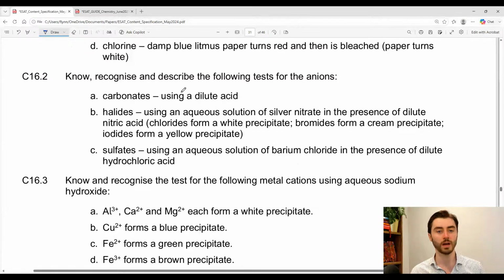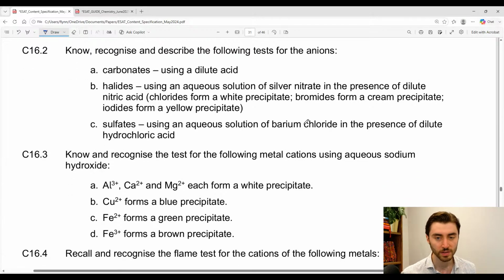Carbonates use a dilute acid. They form bubbles, which you can, again, bubble through lime water, which will turn it cloudy. Halides, you use silver nitrate solution, which will turn it a white precipitate or cream or yellow. Sulfates use barium chloride to get a white precipitate.